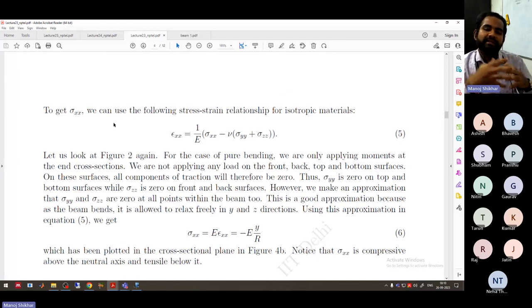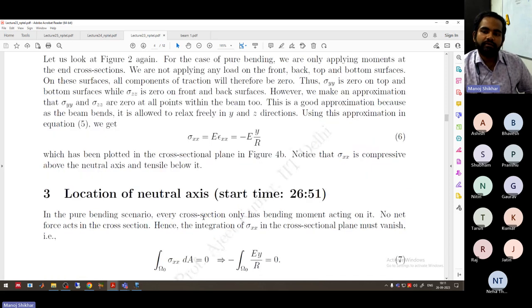Now, how do we find sigma xx? We know that in this particular loading condition, our lateral faces are traction free. So for an isotropic material, we can use the generalized Hooke's law, and there we just set sigma yy equal to 0 and sigma zz equal to 0, and we will be able to find the relation between sigma xx and epsilon xx. On working it out, we found that sigma xx is minus E y by r.